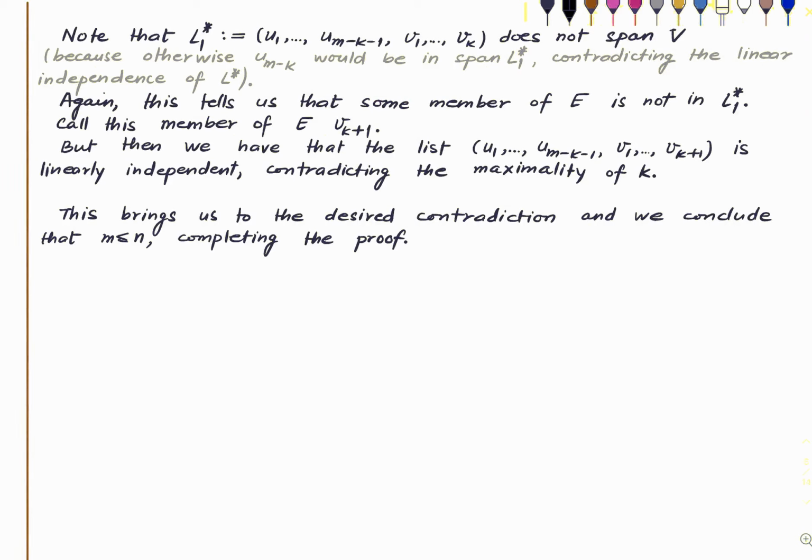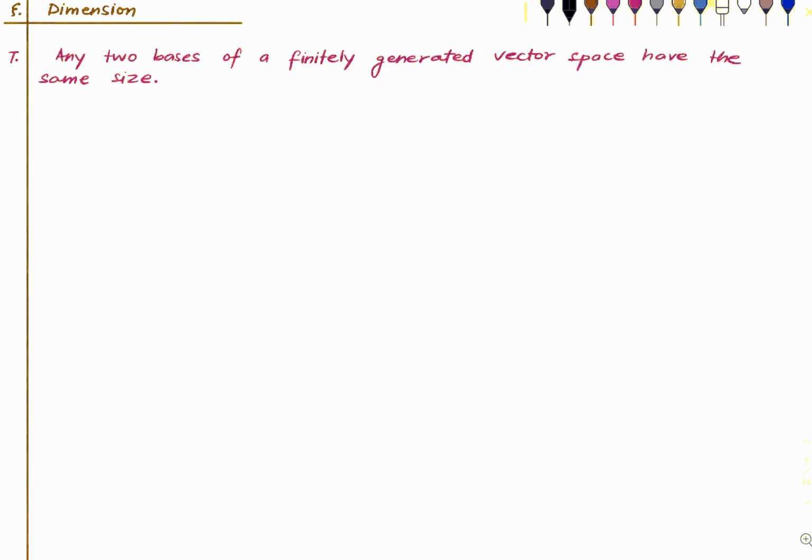Okay, so let's move on to some conclusions that we can draw. So first thing that we can deduce from here is that any two bases of a finitely generated vector space have the same size. Here is the proof. So let B and B prime be two bases of the vector space. First, think of this as a basis and this as just some linearly independent list. So the size of this is at most the size of that.